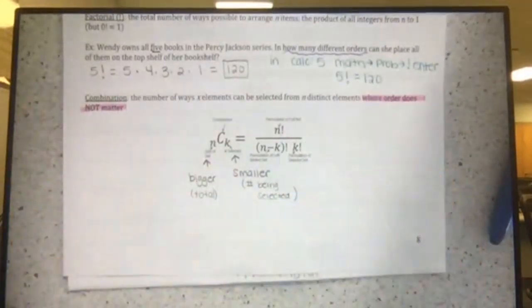We have a formula for this. This formula is on our formula sheet. n factorial all over n minus k factorial times k factorial. But your calculator has it, so it's a lot easier to just plug it into your calculator. It already has this formula programmed in it. Ready for the next page?